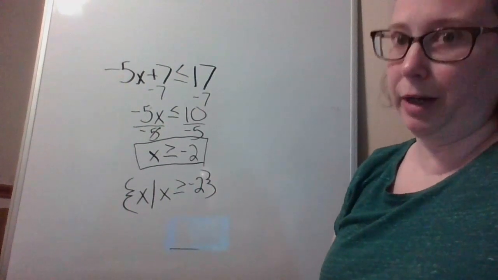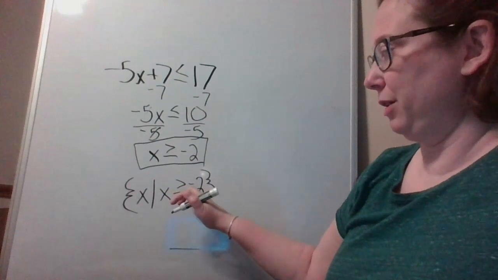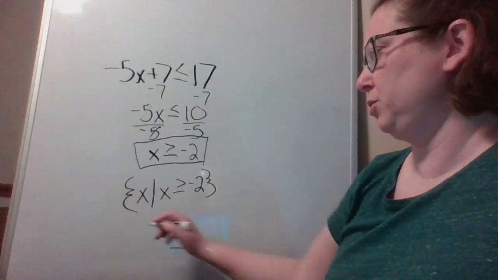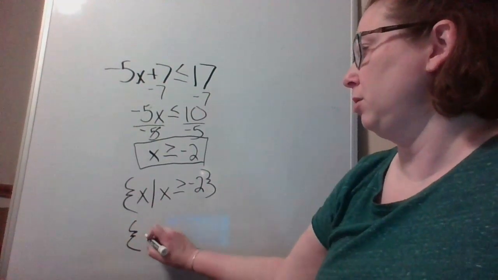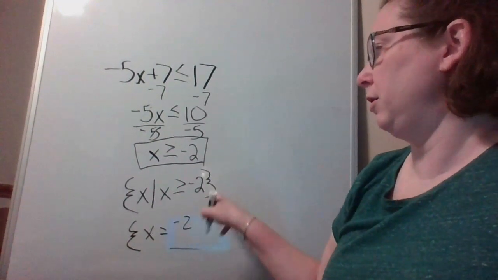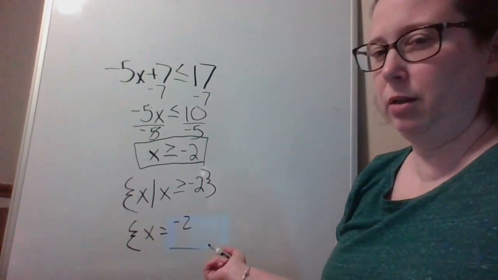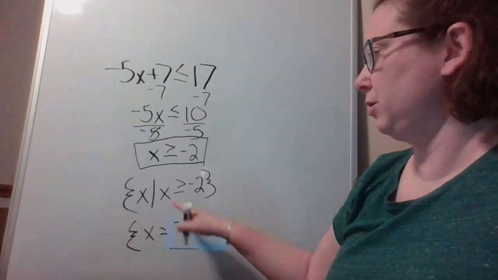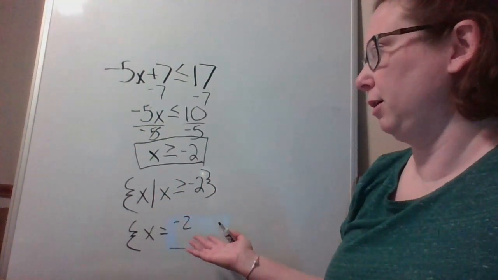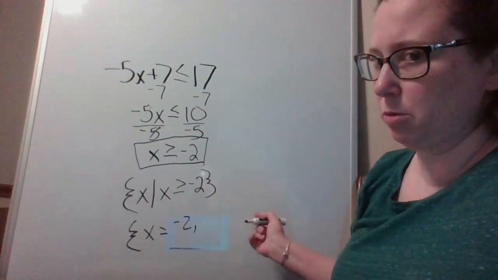Think about trying to write that in roster form. If x is greater than or equal to -2, we would start with -2, and then everything bigger than that, which we can't really list out because you're not saying whole numbers, you're just saying everything bigger than -2. So really this is impossible to do.